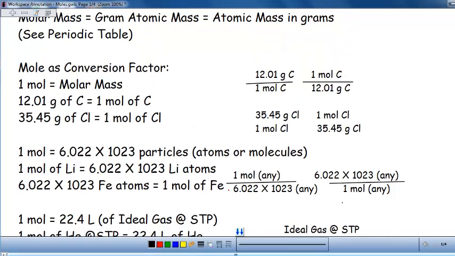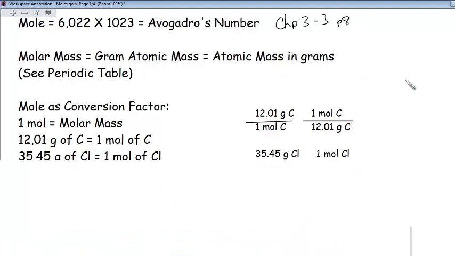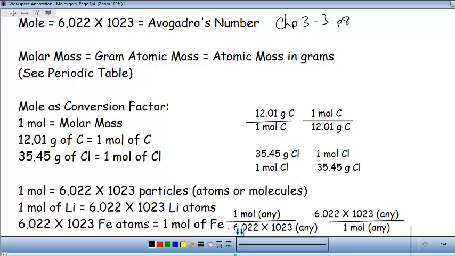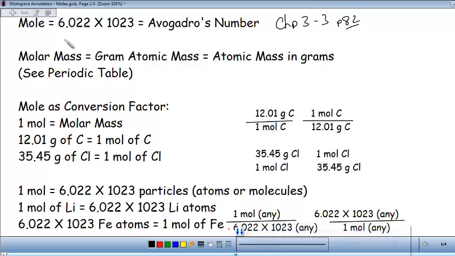All right, buckaroos and buckarettes, we're going to talk about the mole now. This is where we are in the textbook. This is chapter 3, section 3, and it starts on page 82. There's hardly anything more important than learning about this mole and how to use it. So we'll just go through some basic definitions.